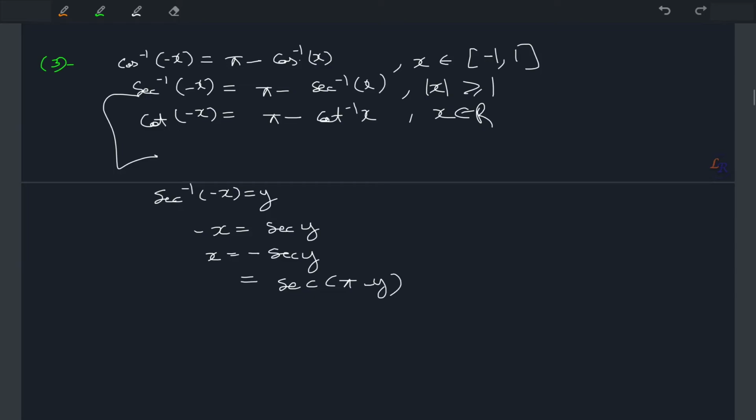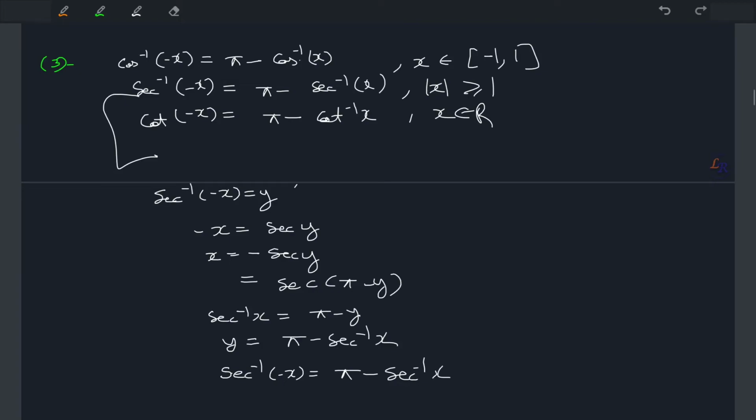Then you take the inverse of both sides again, so you have sec inverse x is equal to pi minus y. It will mean that y is equal to pi minus sec inverse x. You rearrange it, you have just assumed this y, so you put the value now: sec inverse minus x is equal to pi minus sec inverse x. See how nicely you have proved this.